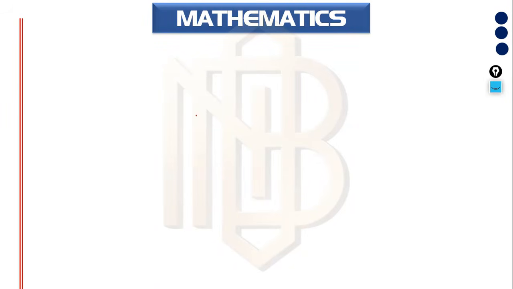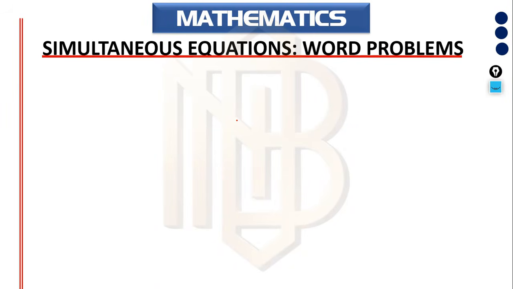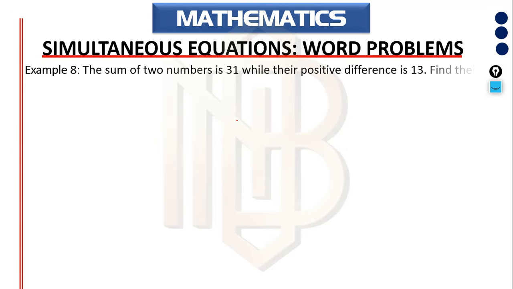So let's take a look at word problems. Look at this question. The sum of two numbers is 31, while their positive difference is 13. Find their product. Okay, let the two numbers be x and y respectively.